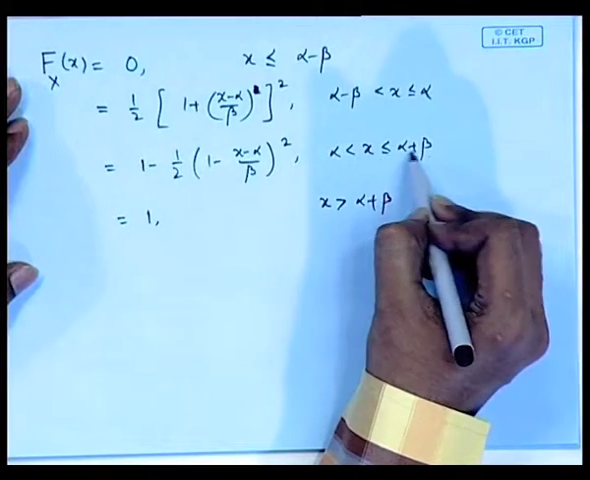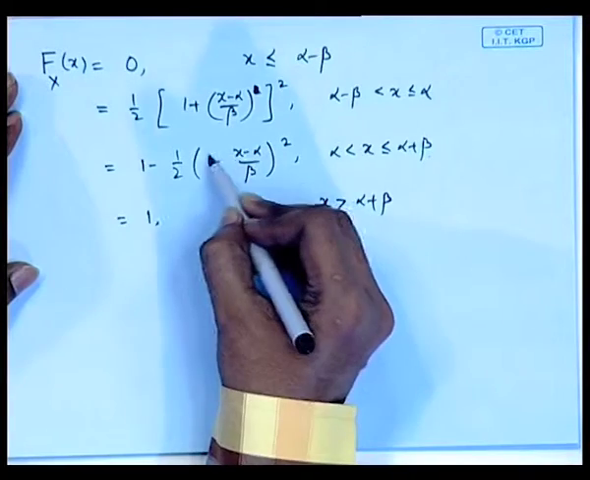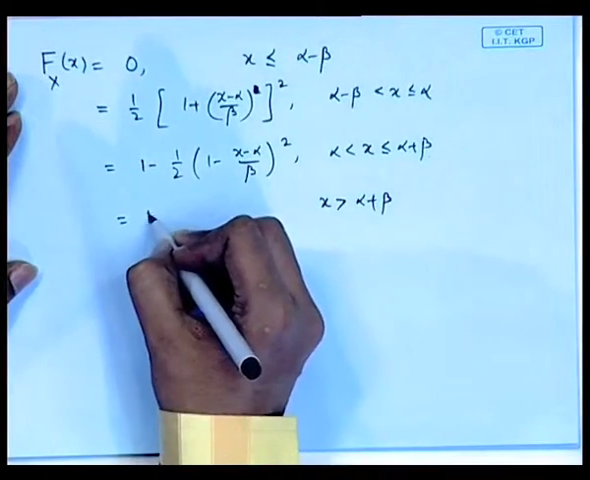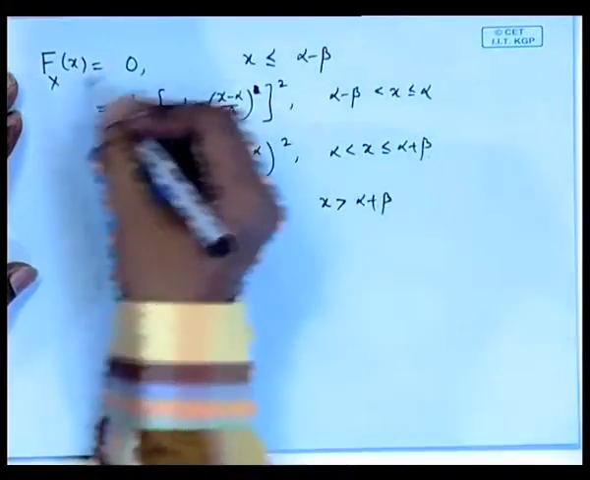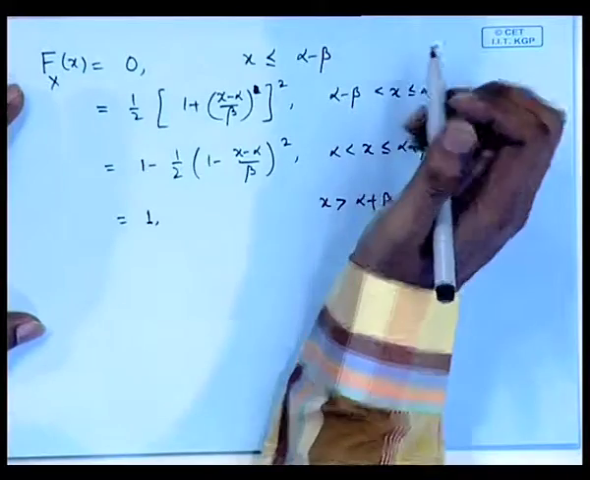If we look at the value at x equal to alpha plus beta of this expression, then this value is 0, which means this is equal to 1, and the value here at x equal to alpha plus beta is also 1. So, this is satisfying the conditions for the CDF.